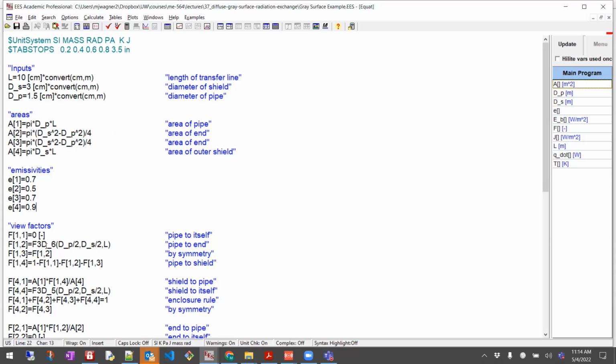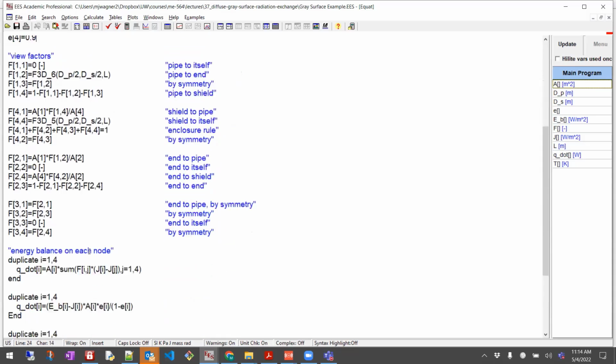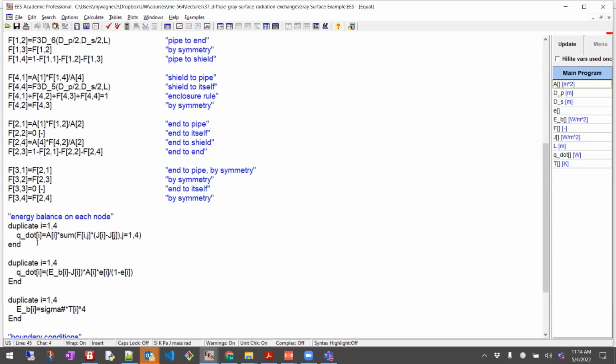They're all the same here. Nothing has changed on the view factors. And then we have our energy balance on each surface, right? So here we're taking the Q dot for each surface. It's going to be the area times the view factor times the difference in potential. So before we had said these were EBs. It's a little hard to see. Can you all see that okay?